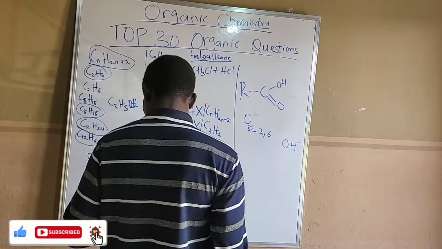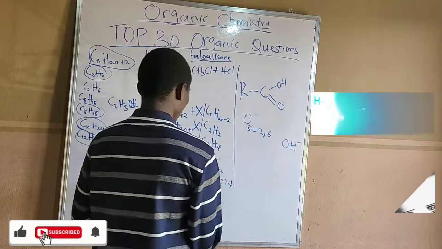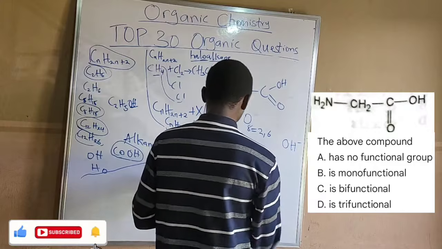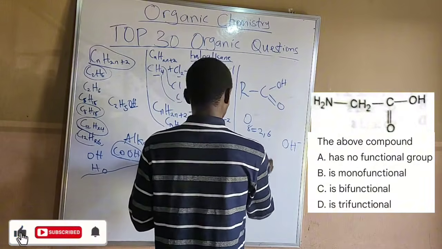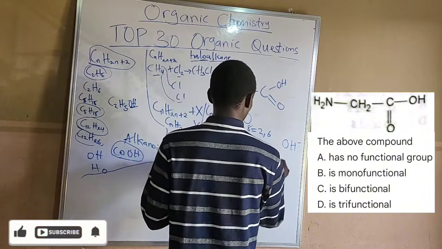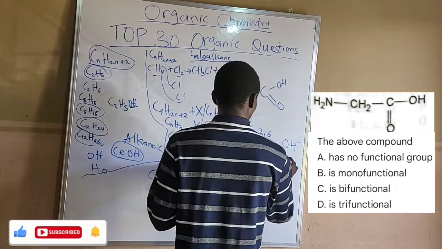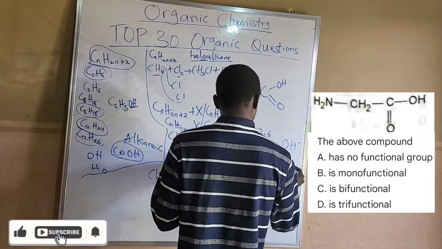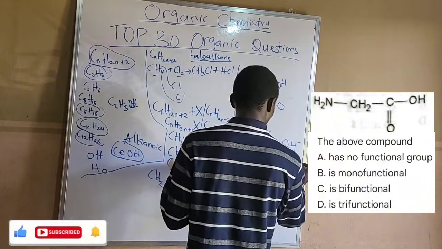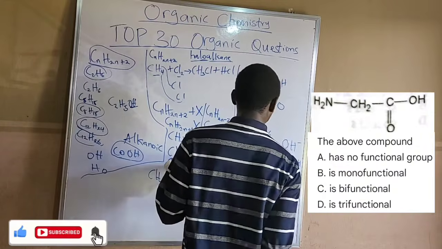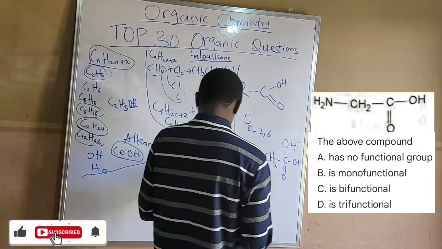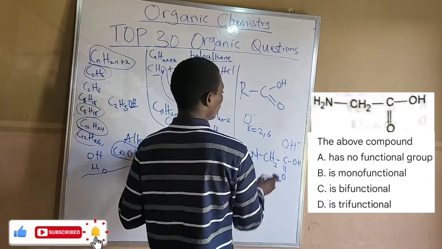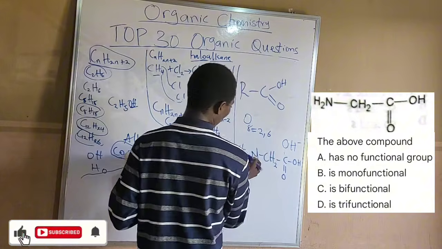All right. Now we have another one to be this. So the question you're asking for the above compound is what? We have H2N, CH2, C, OH. They are asking us, they want to know how many functional groups it has. Is it mono or bi or tri? How many functional groups does this compound have? Now, this is one functional group.